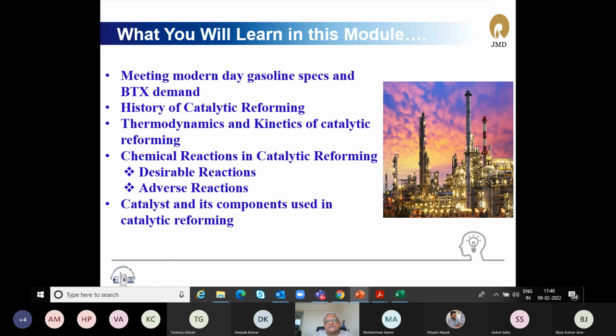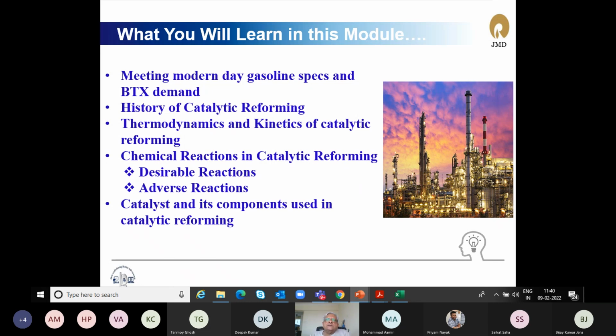We'll go through the history of catalytic reforming. It's a very interesting history, how the whole thing started and then how it picked up, and then the thermodynamics and kinetics of catalytic reforming. And then, of course, once we discuss the kinetics, we'll discuss the reactions that happen in catalytic reforming, both desirable and undesirable, and also the catalyst.